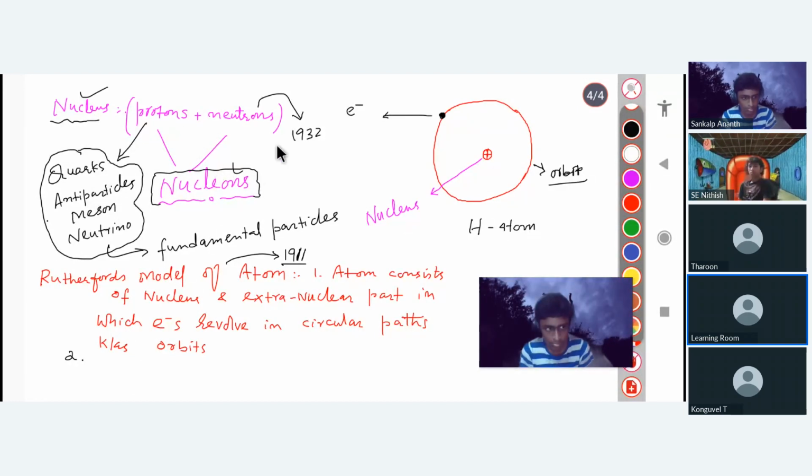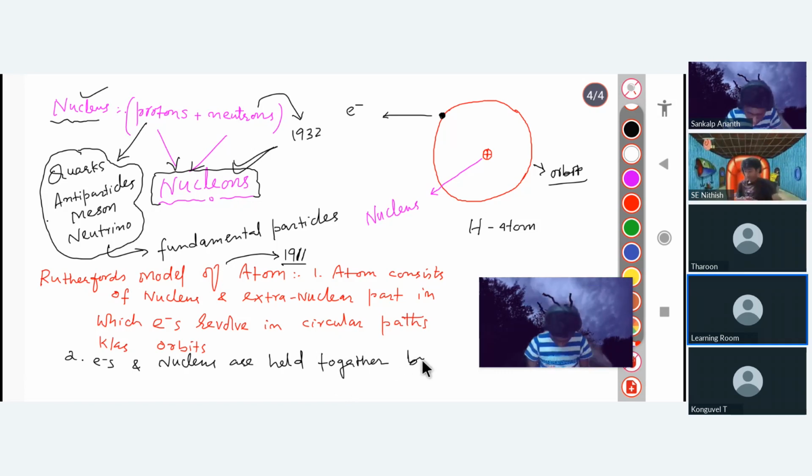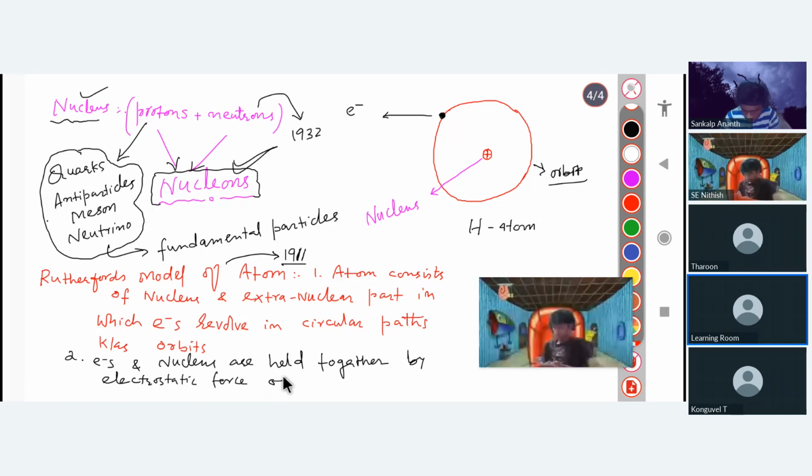You have to actually remember this term. That is why I told this thing. Got it? Yes, sir. Okay. What is the next point? Next point, he told that electrons and the nucleus are held together by electrostatic force of attraction. That means they are attracted to each other, held together by electrostatic force of attraction, right? Yes, sir. This was the next point he told in his model.